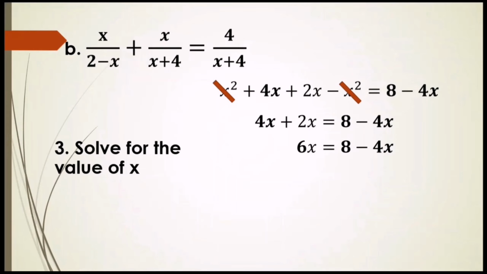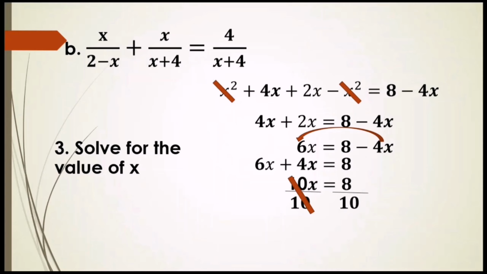And then, as we can see, we can transpose negative 4x. That is why 6x plus 4x is equals to 8. And then combine, which is 10x is equals to 8. Now, is x isolated? Not yet, because we need to divide 10 to both sides. So 10 divided by 10 is equals to x. And then 8 divided by 10 is equals to 4 over 5.